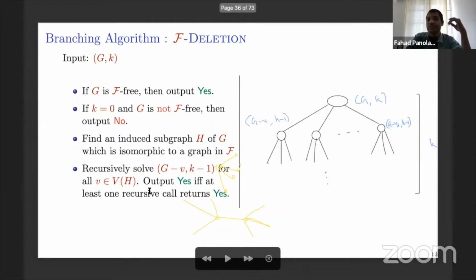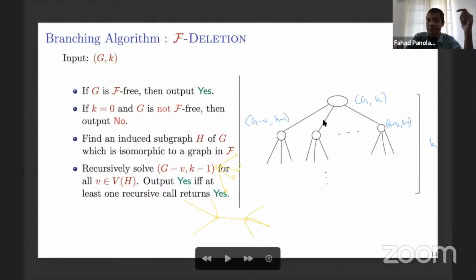This leads to an algorithm where the recurrence tree looks like this. You start with G comma k and you pick a forbidden structure, which is H. You don't want that, because you need to hit any of these vertices from it, so you recursively solve it. Essentially we are saying you branch on H, which has constant size. The depth of this recursion tree will be at most k, because when k equals 0, that will be your base case.